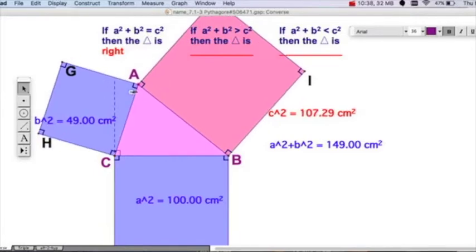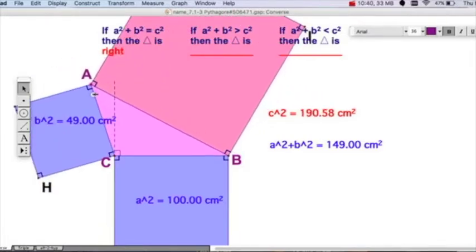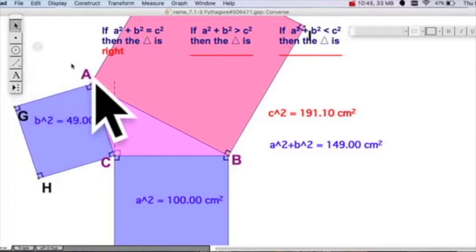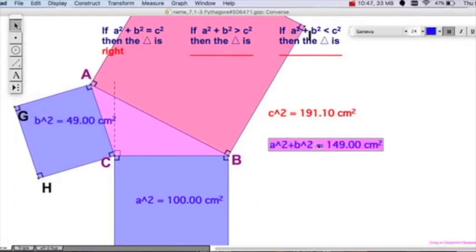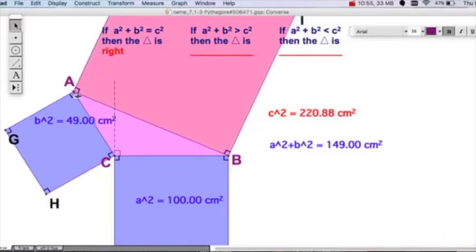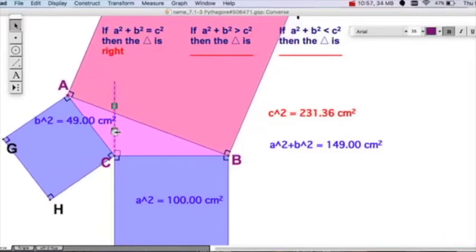I'm moving this around and we're going to see an inequality, the holy trichotomy of mathematics. Because right now, A squared plus B squared, 149, is greater than or less than. Come on. You know that is less than. So what kind of triangle does that look like? Well, it looks like it's bigger than a right angle. What's bigger than a right angle?